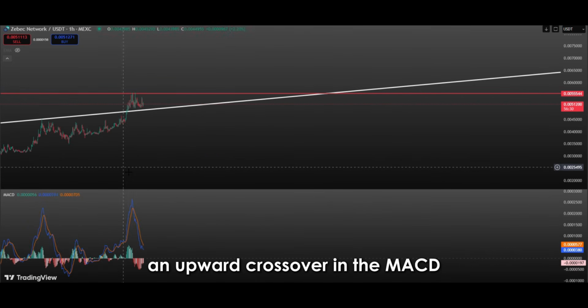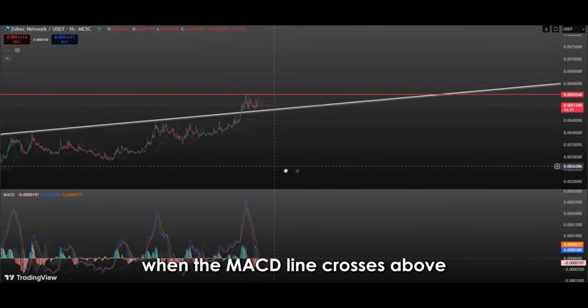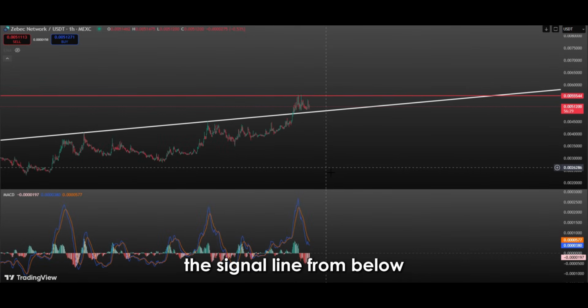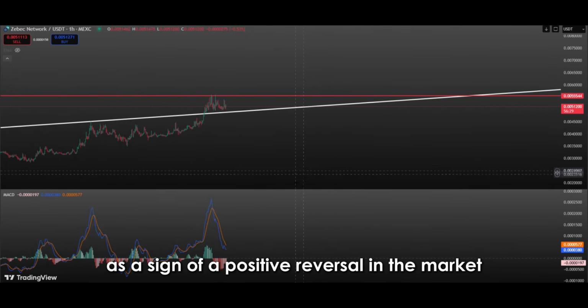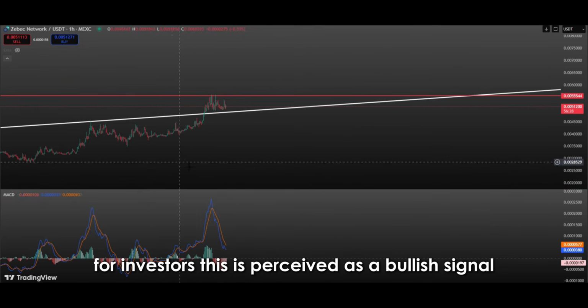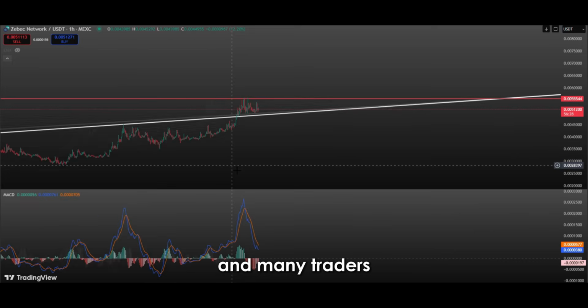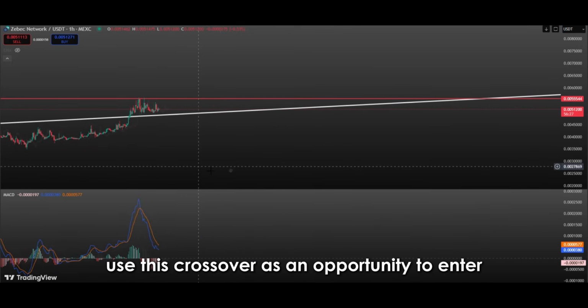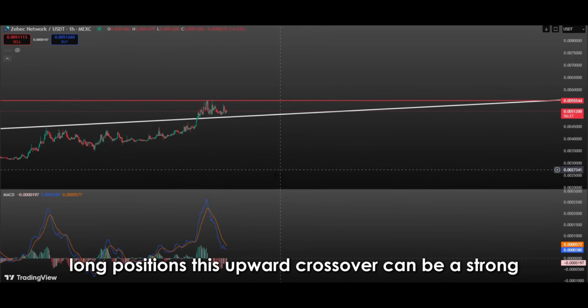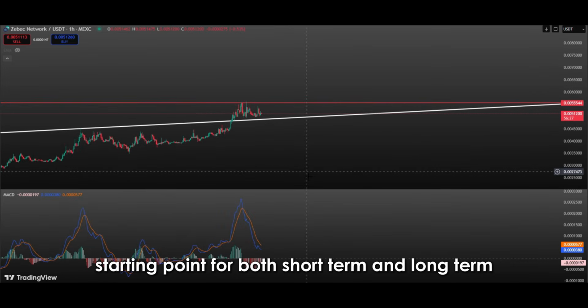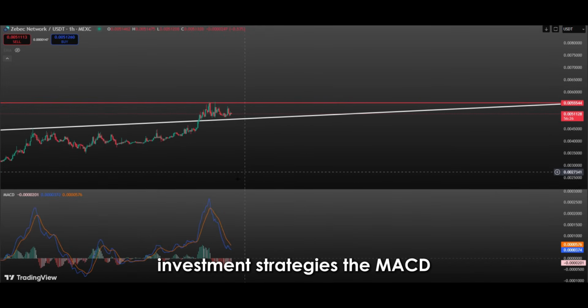An upward crossover in the MACD, when the MACD line crosses above the signal line from below, is generally interpreted as a sign of a positive reversal in the market. For investors, this is perceived as a bullish signal, and many traders use this crossover as an opportunity to enter long positions. This upward crossover can be a strong starting point for both short-term and long-term investment strategies.